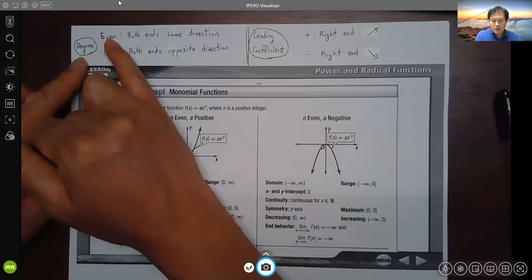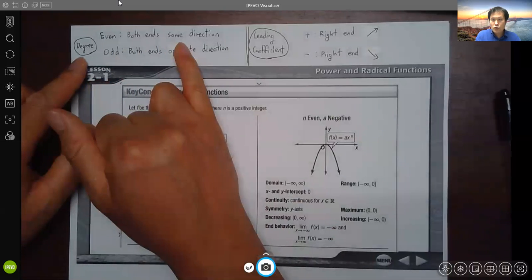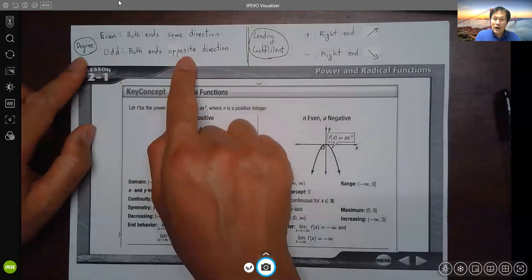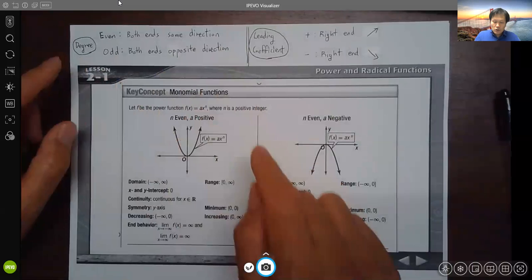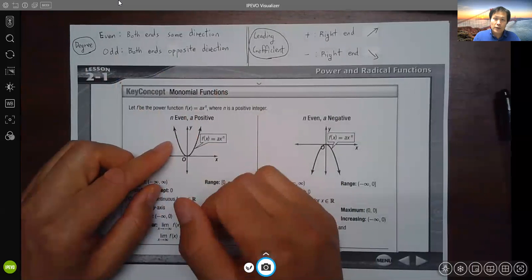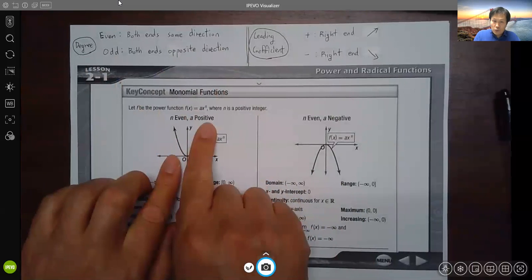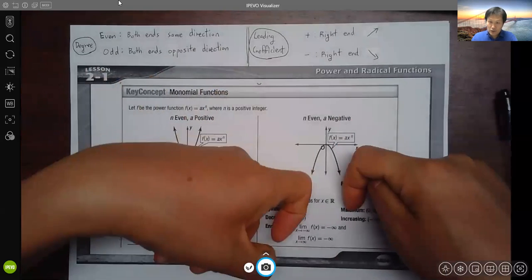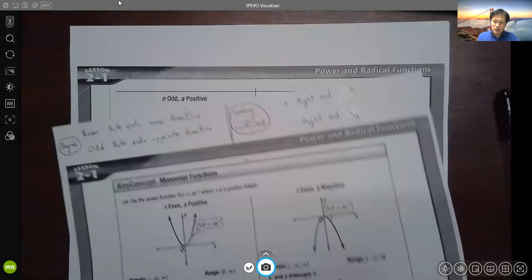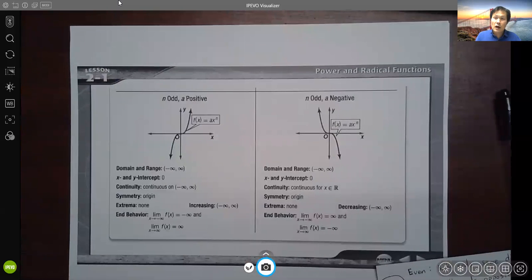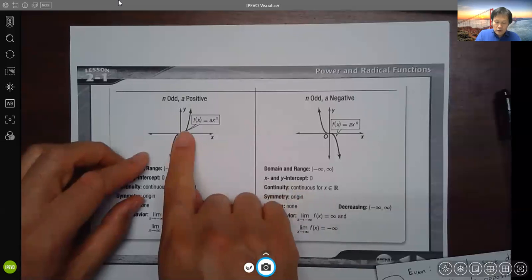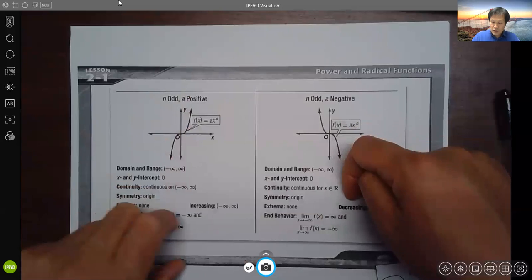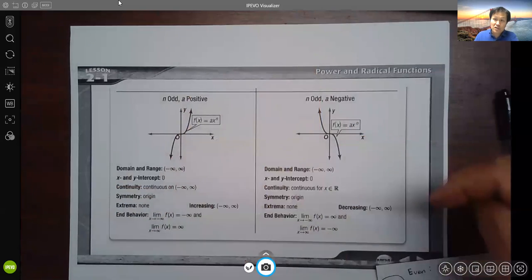If degree is even, both ends go in the same direction. If degree is odd, both ends go in opposite directions. So if the highest power is even and one side goes up, the other side goes up. If one side goes down, the other side goes down as well, the same direction. If the degree is odd, then one side goes up and the other side goes down, or one side goes down and the other goes up, opposite directions.